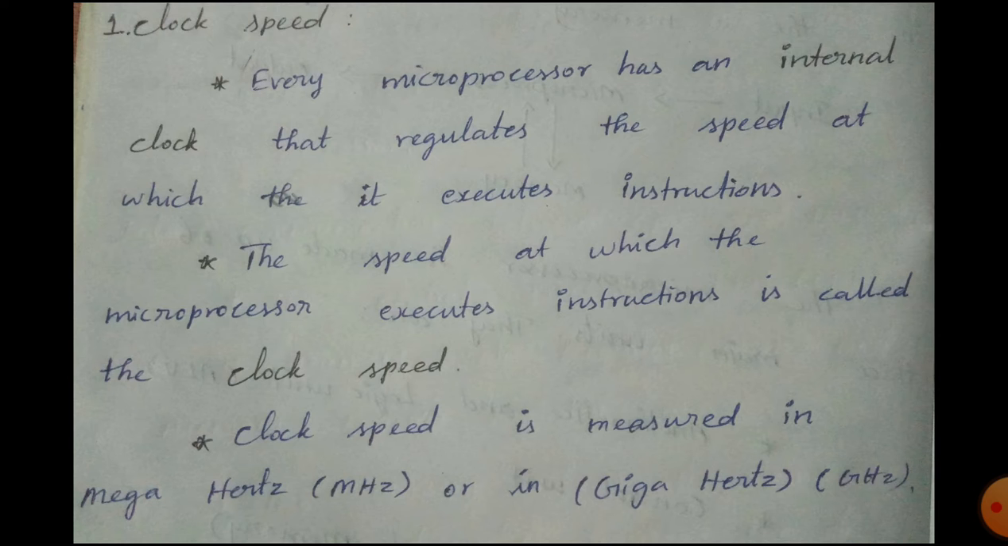All microprocessors have an internal clock to execute the instructions. The speed at which the microprocessor executes the instructions is called clock speed. Okay. Clock speed is measured in megahertz or gigahertz.